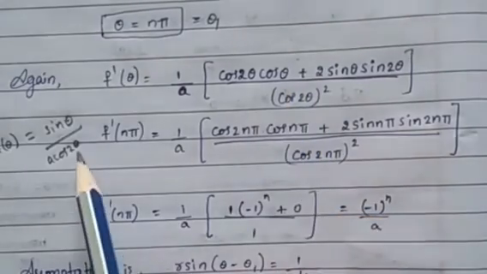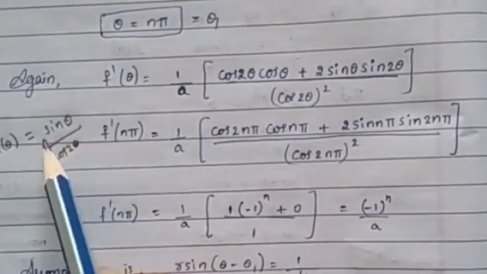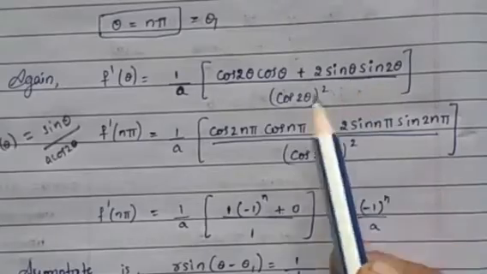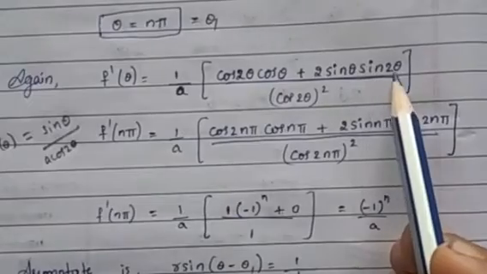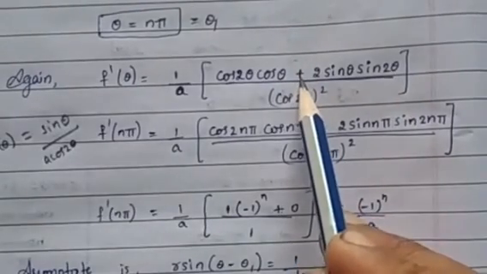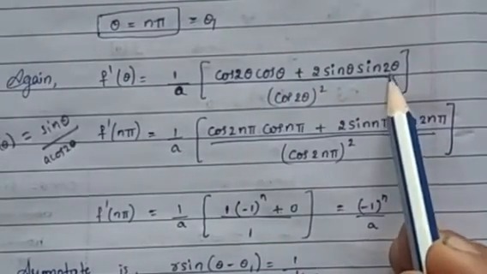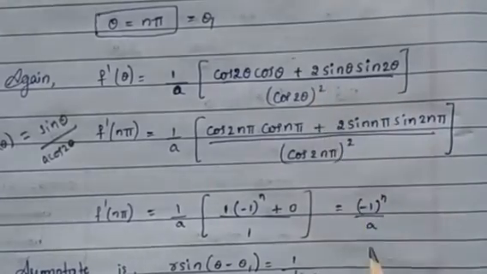minus sin theta is as it is. Cos 2 theta differentiation is minus sin 2 theta. Minus into minus, we get plus. You get sin 2 theta. 2 theta differentiation is 2.